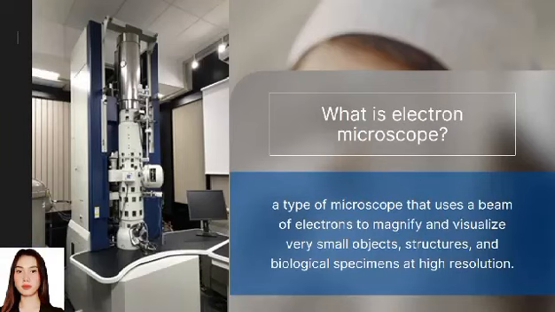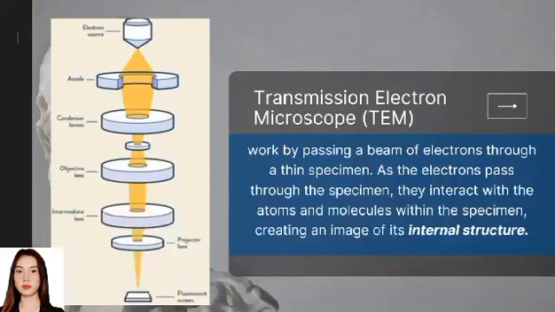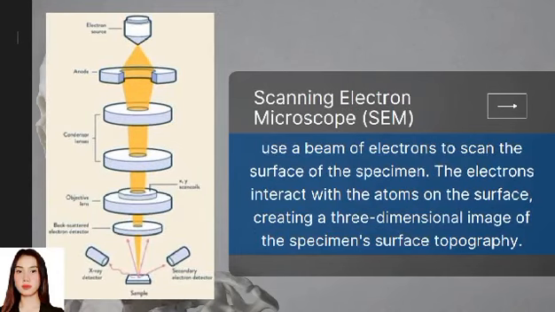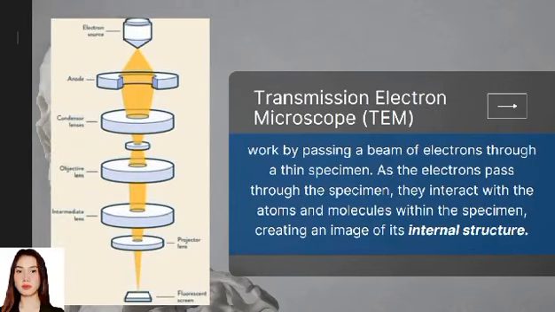So how does an electron microscope work? As far as we know, an electron microscope works by using a beam of high energy electrons instead of light to create an image of a sample. It has two types. These are the transmission electron microscope or TEM, and the scanning electron microscope or SEM. So let us start with the transmission electron microscope.